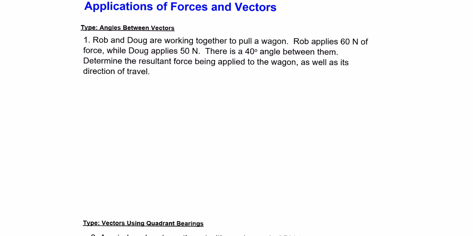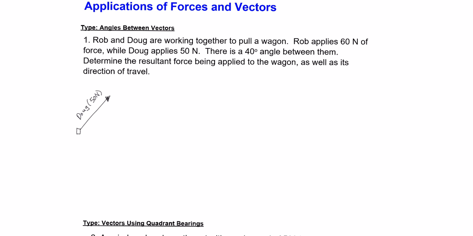Now, first question. Rob and Doug are working together to pull a wagon. Rob applies a 60 Newton force, while Doug applies a 50 Newton force to the wagon. So we're going to draw a free body diagram just like you would see in physics. This represents my wagon, and then this vector here represents the arrow that's pulled by Doug, and it's 50 newtons.